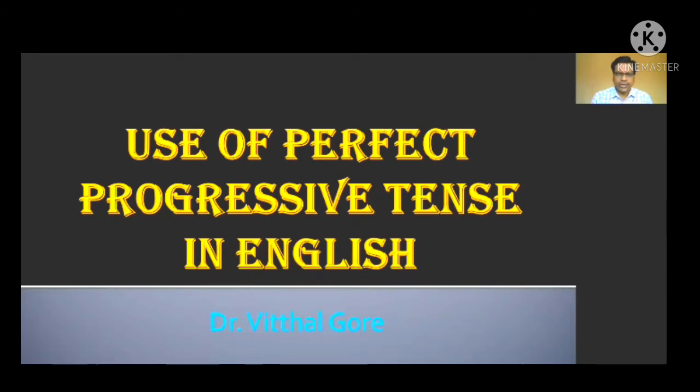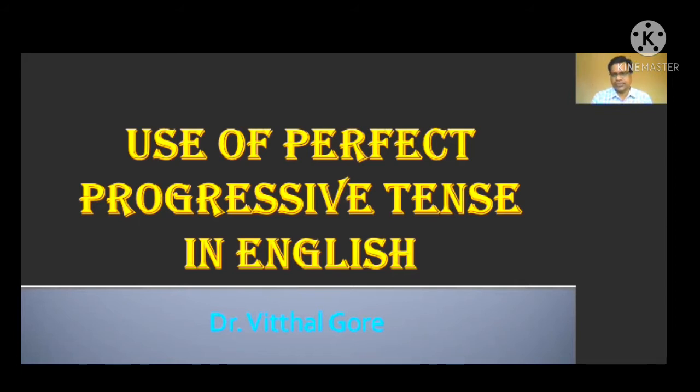Today, I would like to talk about the use of perfect progressive tense in English. So let us try to understand the use of perfect progressive tense in English. Friends, the title itself is quite suggestive.